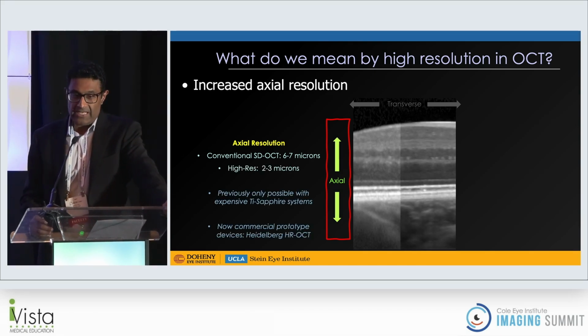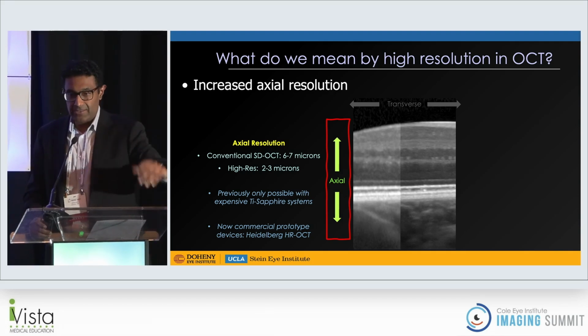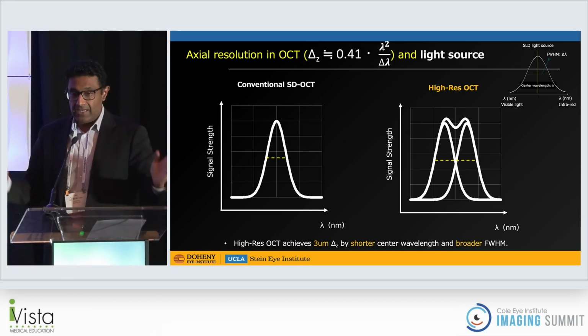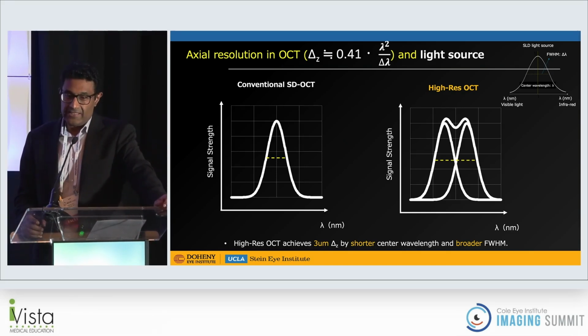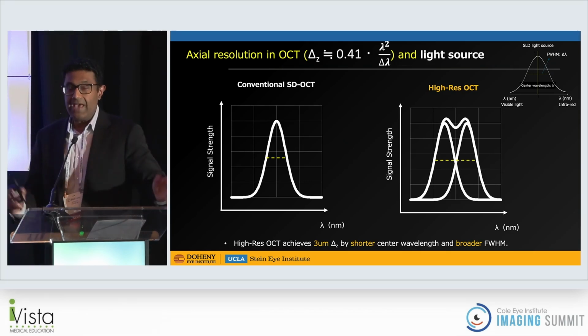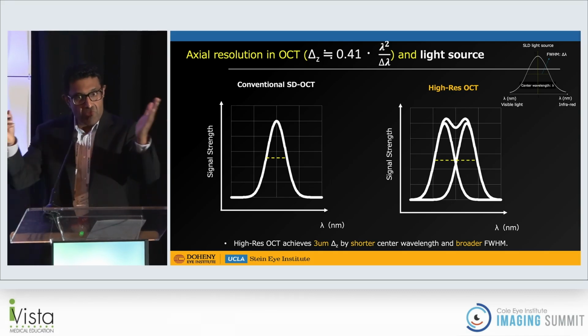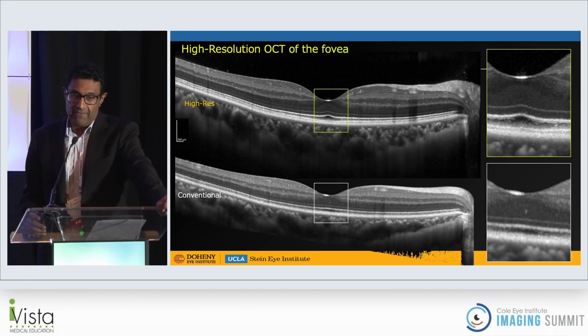This used to be only possible with expensive systems, but now there are much more reasonable pre-commercial systems, and we're expecting that this is going to be broadly commercially available in the near future. But again, the reason that improving axial resolution matters is that you can then separate bands that may be very close together, which would otherwise be merged together if you're not able to have that type of resolution.